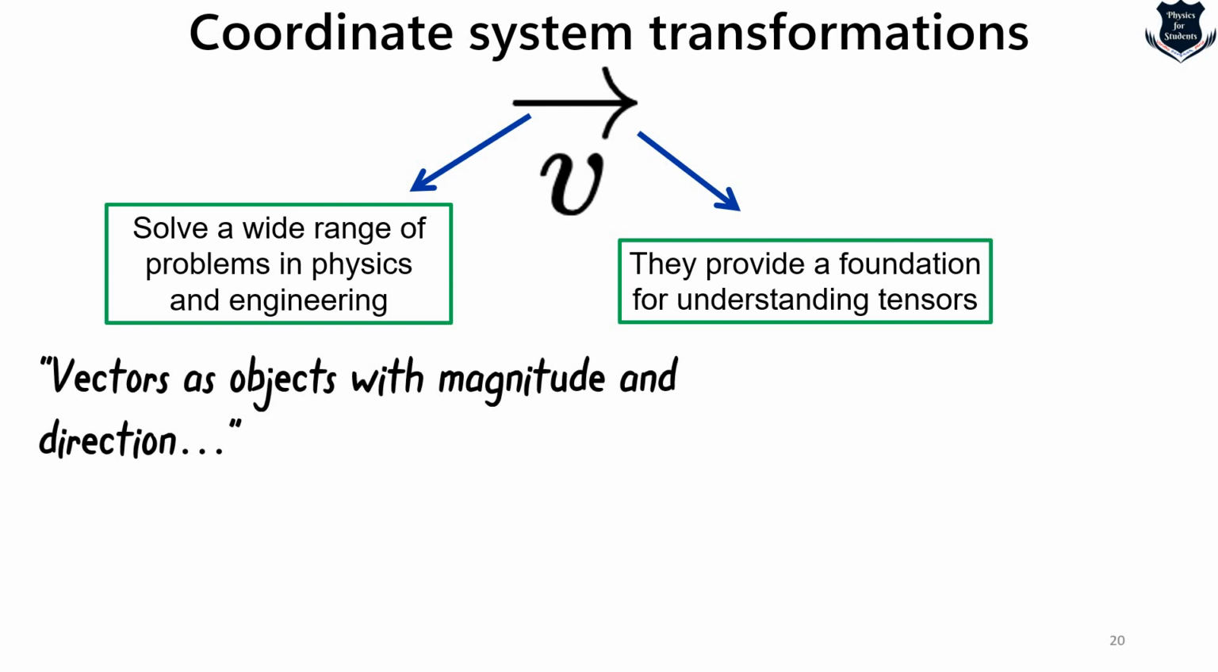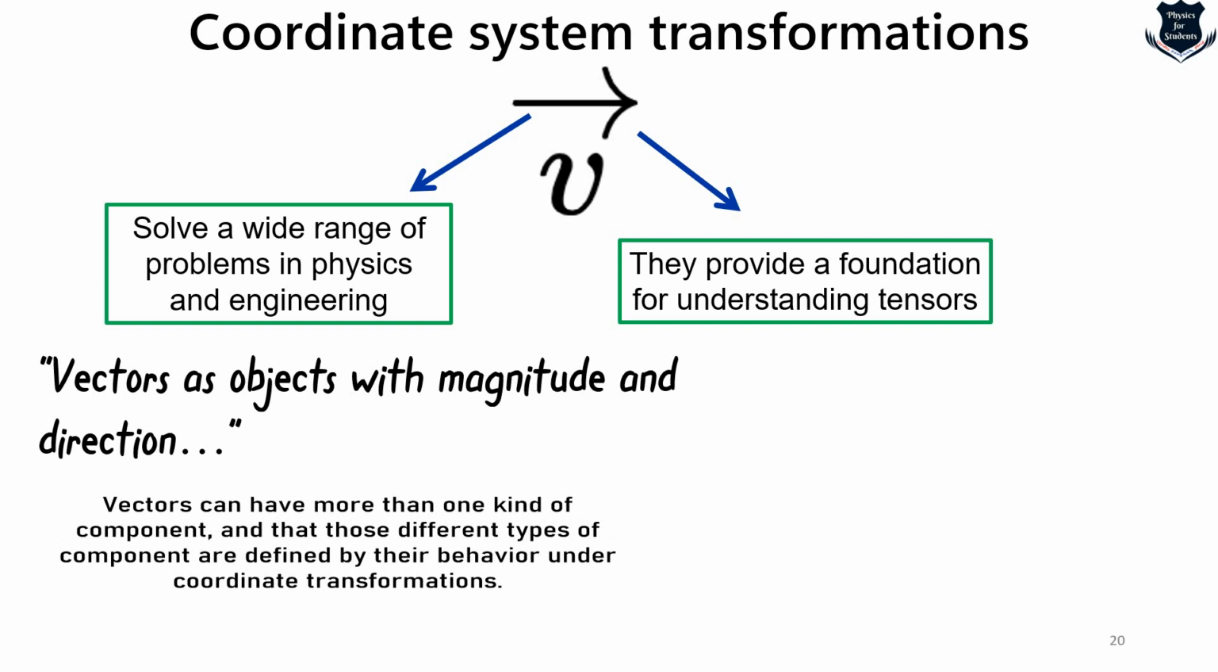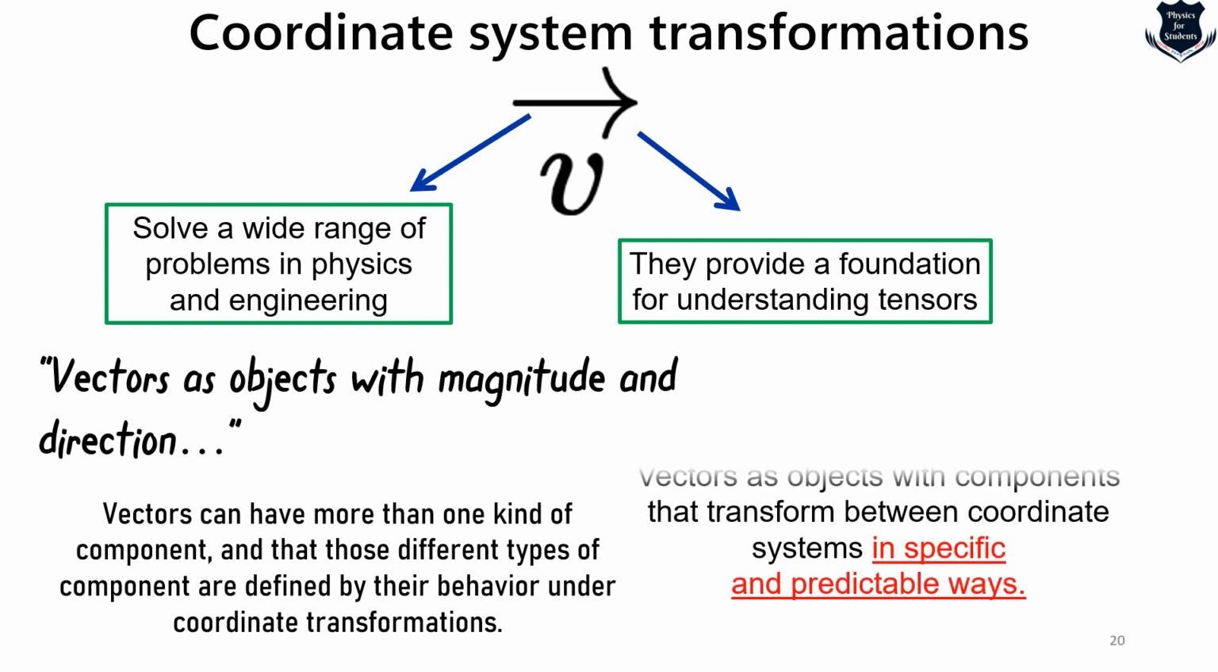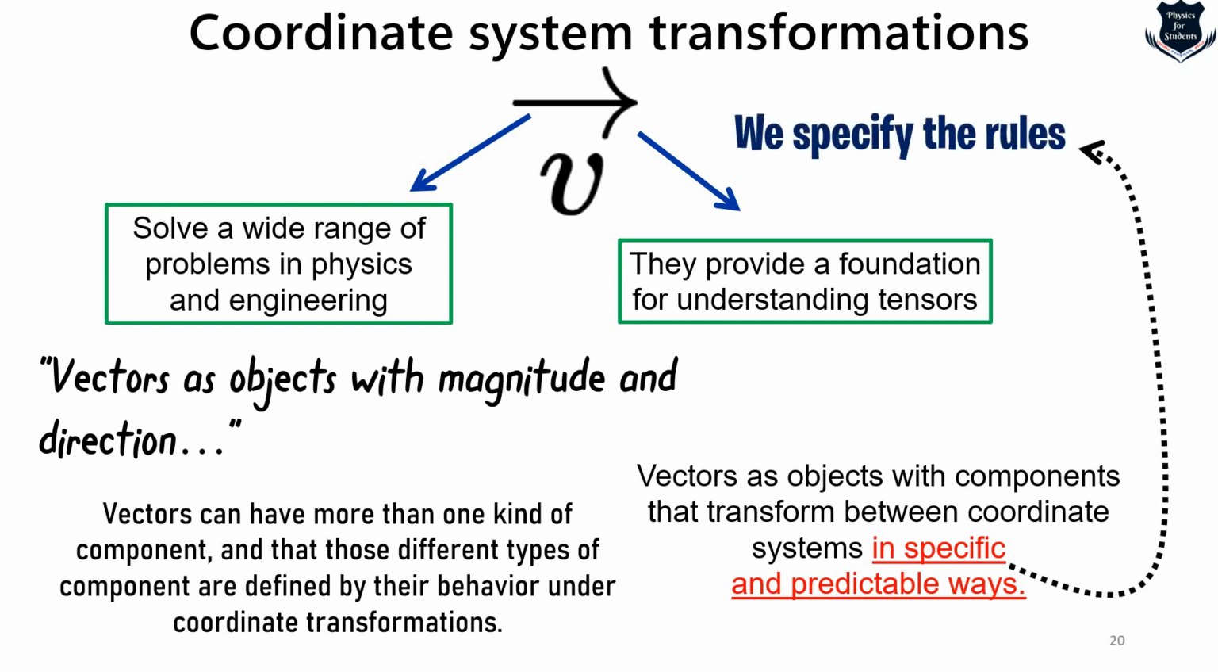So we say that vectors are objects with magnitude and direction. Vectors can have more than one kind of component, and those are different types of components obviously. And what happens is that vectors are objects with components that transform between coordinate systems in a very specific and predictable way. So when we say a specific and predictable way, what do we mean? We mean that we have to specify the rules.